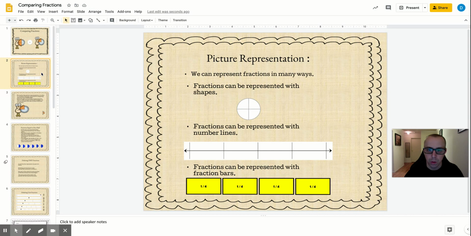But first I wanted to review with you a little bit. There are a couple different ways that you can represent fractions. If you look here, we can represent fractions in a few different ways. We can represent them with shapes, like this circle here. We can represent them with number lines, like this number line here, or with fraction bars, which we've seen. If you look here, all three of these examples are representing fourths. Okay, the circle is 4/4, the number line goes up to 4/4 or 1, and then at the bottom you can see the fraction bar is also 4/4.